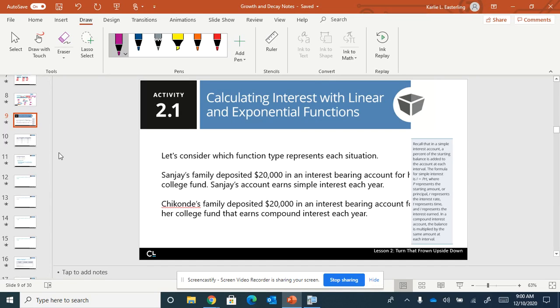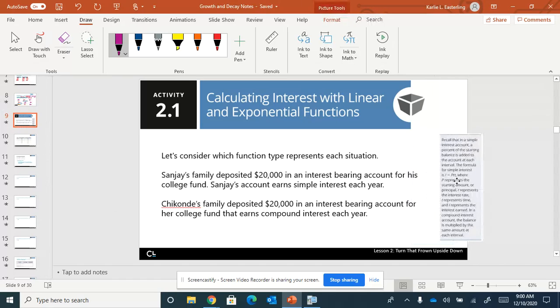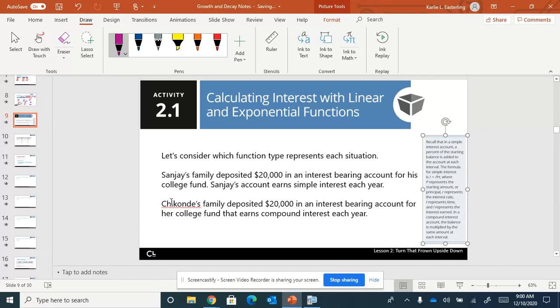All right, so now we're at activity 2.1, calculating interest with linear and exponential functions. So let's consider which function type represents each situation. I believe it's Sonia is what we're going to call her. I may be saying that name wrong, but her family deposits $20,000 in an interest-bearing account for his college fund. Sonia's account earns simple interest each year.